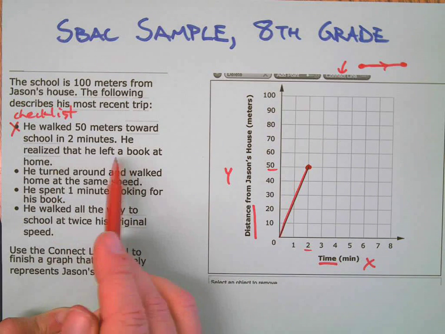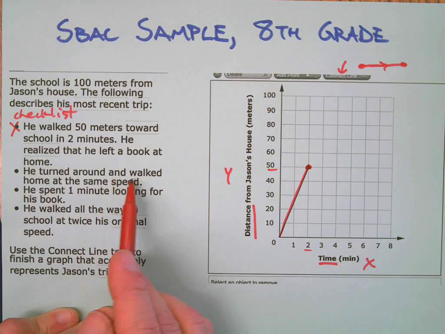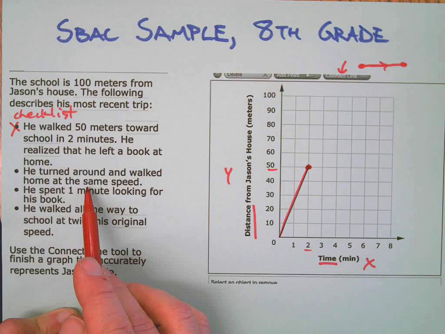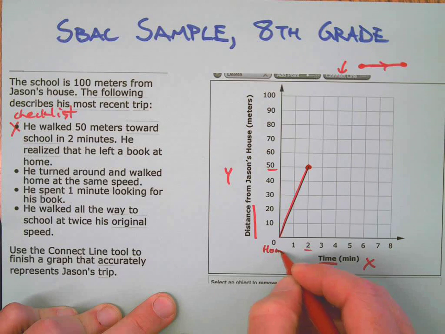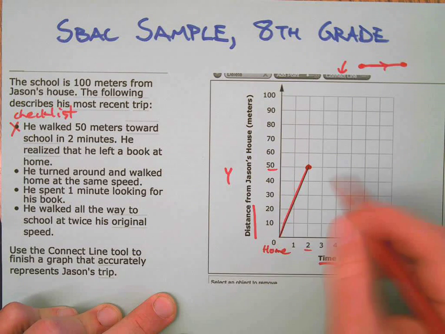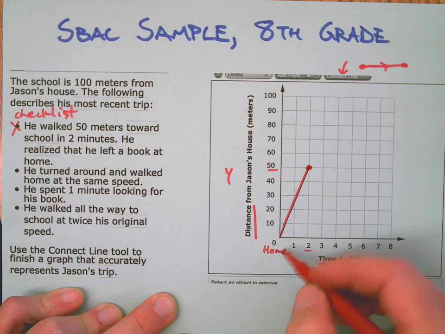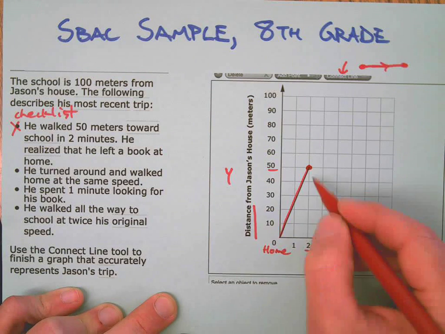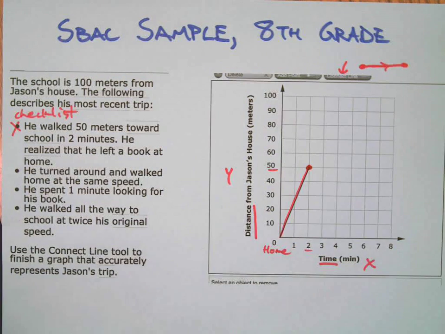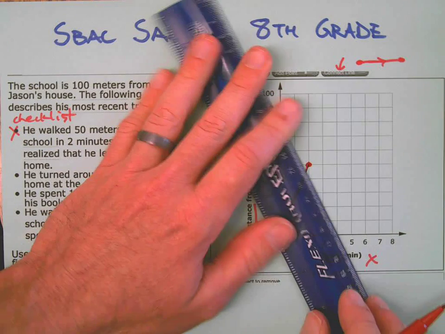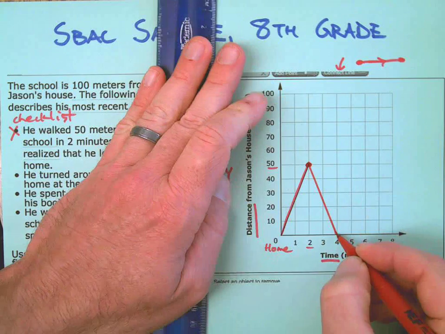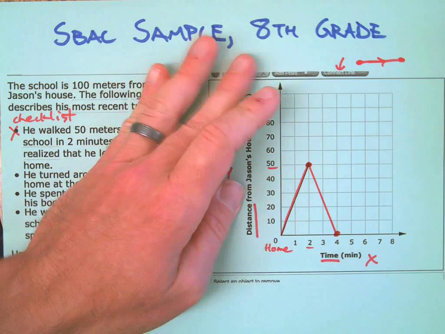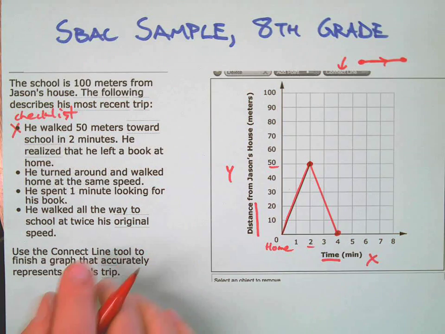He realized that he left a book at home. He turned around and walked home at the same speed. So think of distance 0 as home. So he's got to get back to 0 at the same speed. So it took him 2 minutes to get there. It's going to take him 2 minutes to get home at the same rate. So I would make a line and connect that dot. So now he's home. Okay.